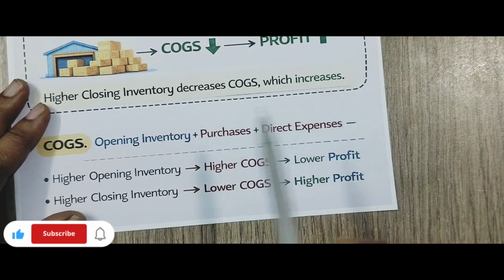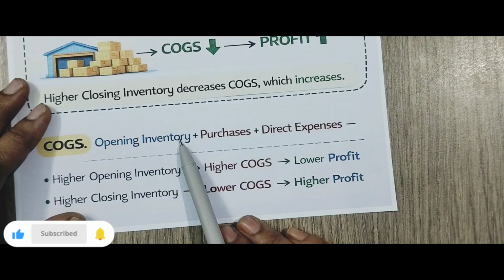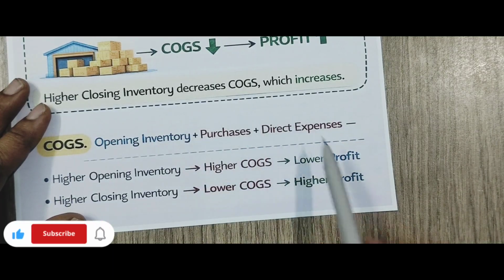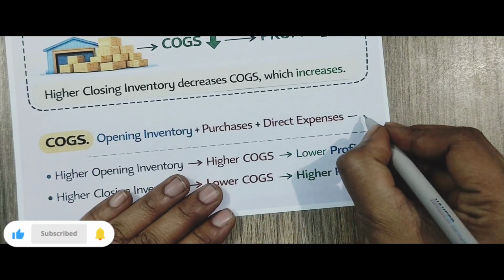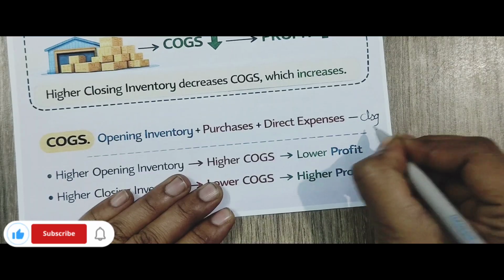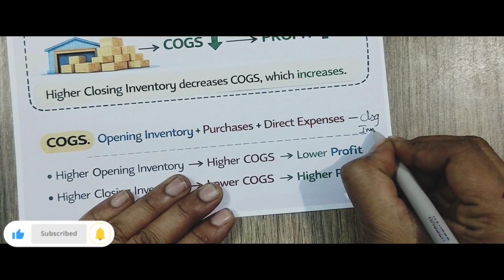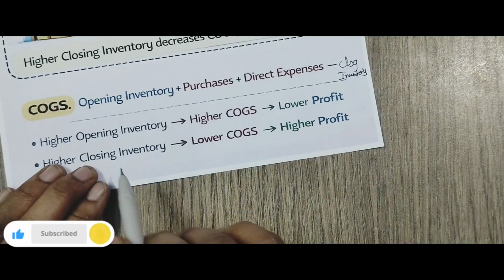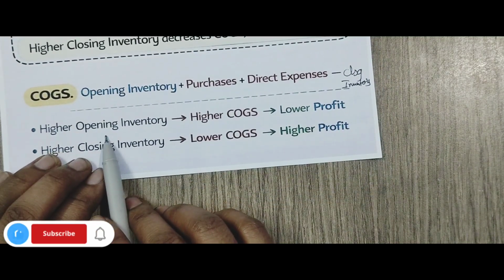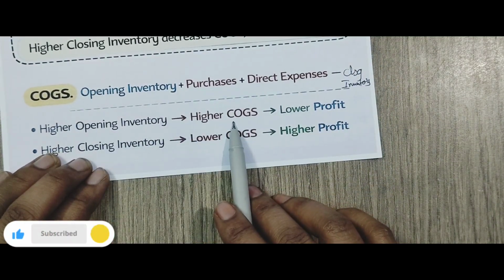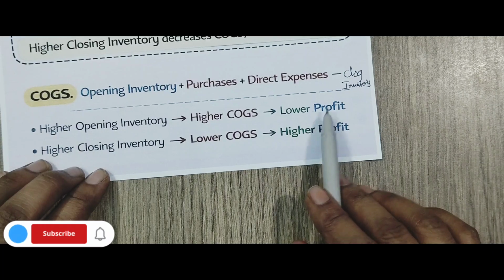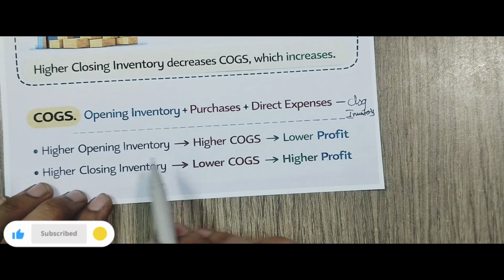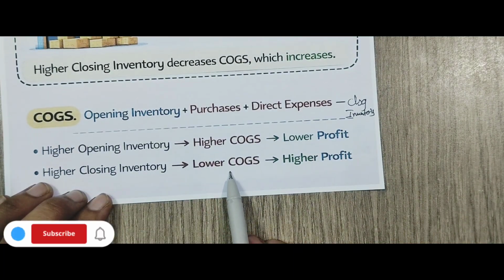So what is the formula for COGS? Opening inventory plus purchases plus direct expenses minus closing inventory. So what is the logic here? Higher the opening inventory, higher COGS, it lowers the profit. Higher closing inventory, lower COGS and higher profit.